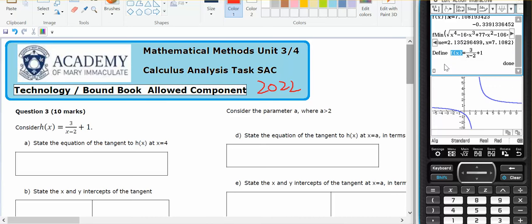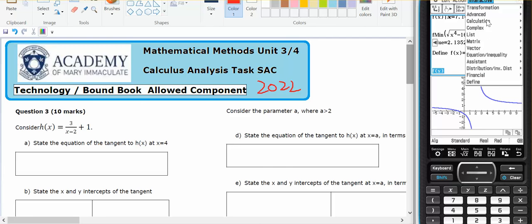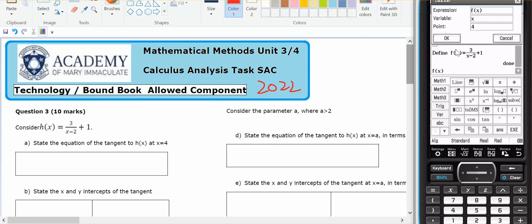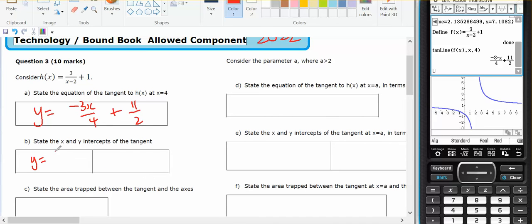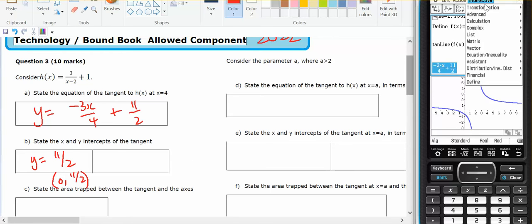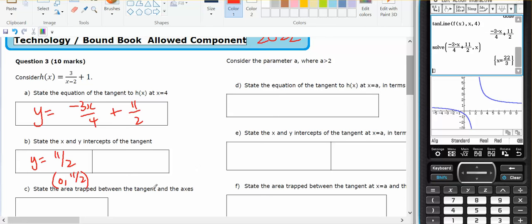So I'm going to go in f of x, interactive calculation, line, tan line at 4. And that gives me y equals minus 3x on 4 plus 11 on 2. Find the x and y-intercept. Well, my y-intercept is at y equals 11 on 2, or 0, 11 on 2. Either of them is acceptable. And if I set that equal to 0, I don't have to write 0. And that gives me x equals 22 on 3, or 22 on 3 and 0.